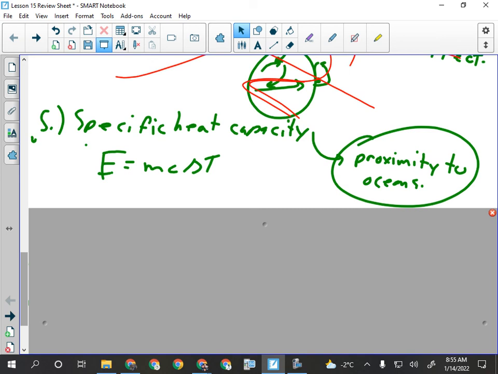If I give you Saskatoon, then probably not, because that's in the middle of the country and nowhere near an ocean. And by the way, Saskatoon is nowhere near an ocean in case you're geographically challenged.